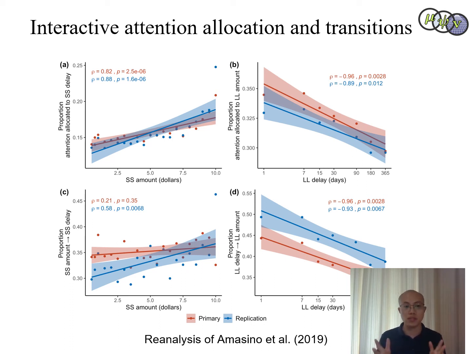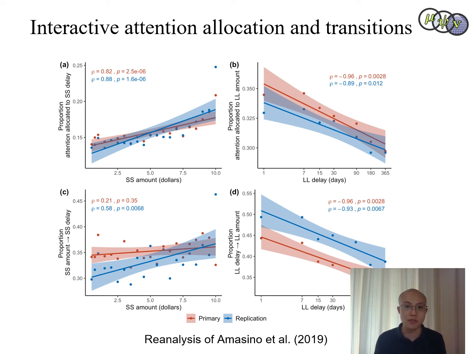Let's first take a look at figure A. In figure A, the x-axis is the SS amount, which ranges from $0.5 to $10, and on the y-axis is the proportion of attention allocation for the SS delay. As you can see, the proportion of attention allocated to the smaller sooner delay increases with SS amount. And this is true for both the primary experiment and the replication experiments in the Amasino 2019 paper.